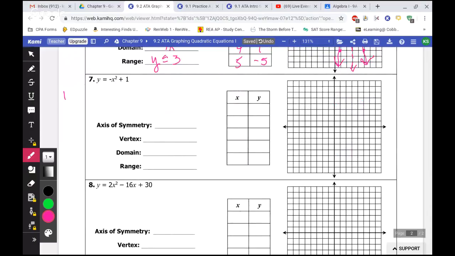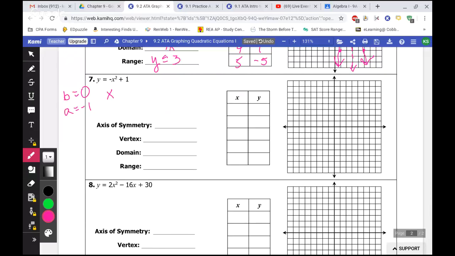All right, number 7. What is the B value? Make sure this one doesn't trip you up. Grayson, what is the B value for number 7? Oh, 0. Good job. What is the A value? -1.